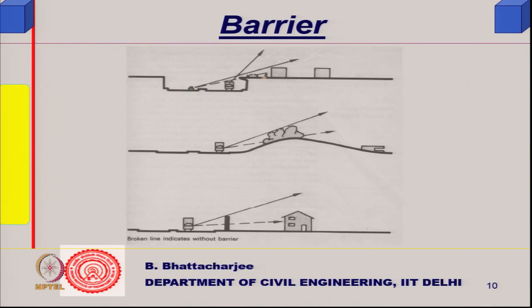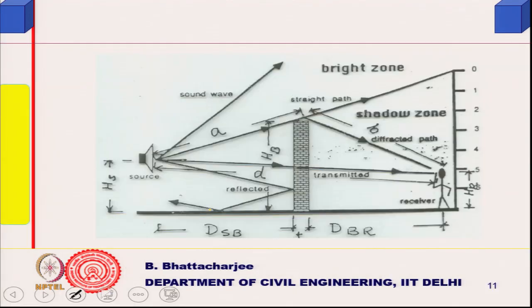So, there might be something like a tree or a hump that will ensure that the sound does not go. If you have nothing, then put a barrier, right. So, we can now find out roughly what should be the parameters of the barrier, if you are designing a barrier.